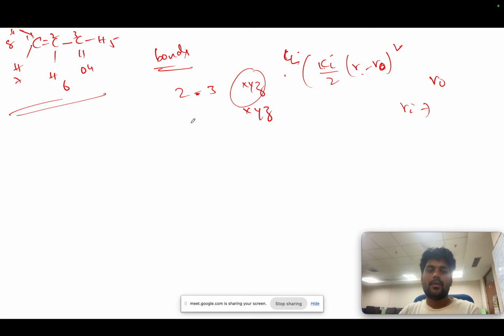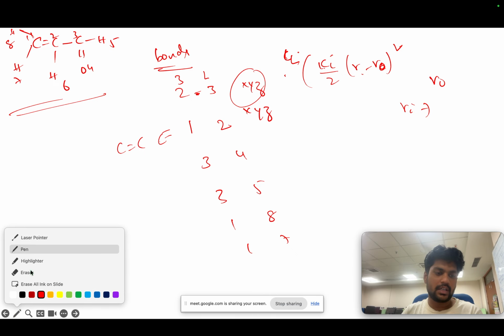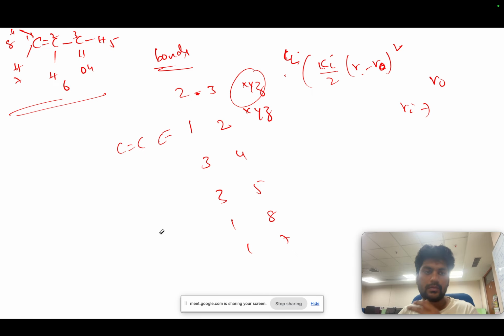Then the system will have the 1, 2 values. 1, 2 is nothing but C double bond C. Then it will have the 3, 4 system, and then the 3, 5 information. You need to remember that it also has the information of 1, 8 and 1, 7. You can write it in one form. You don't need to write 3, 2 again. If you write 2, 3, it will take 3, 2 also. The same thing applies for angles and all the other terms. So you understand what the force field parameter does.